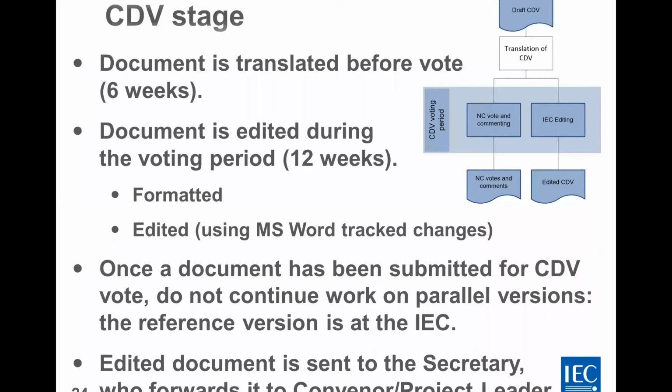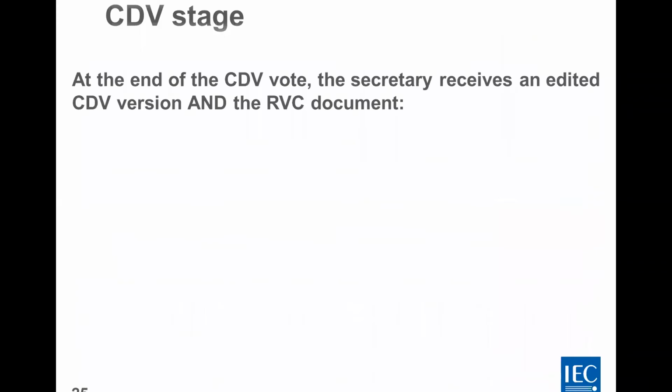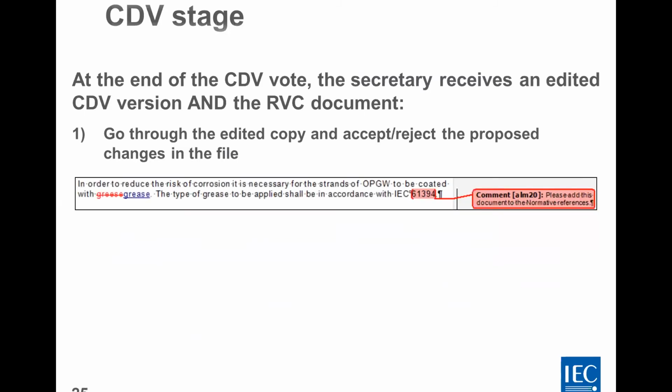Once we've finished editing the document, it's sent to the secretary, who's thereafter responsible in forwarding it to the convener or project leader. So what do you have at the end of the CDV stage? At the end of the CDV vote, the TC secretary will receive an edited CDV version and the RVC document, the result of the vote, as well as all of the comments.